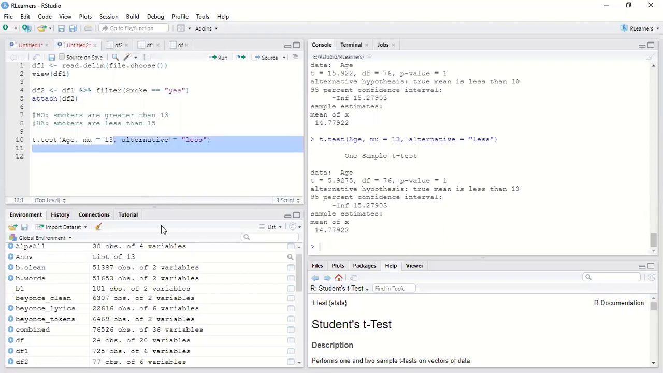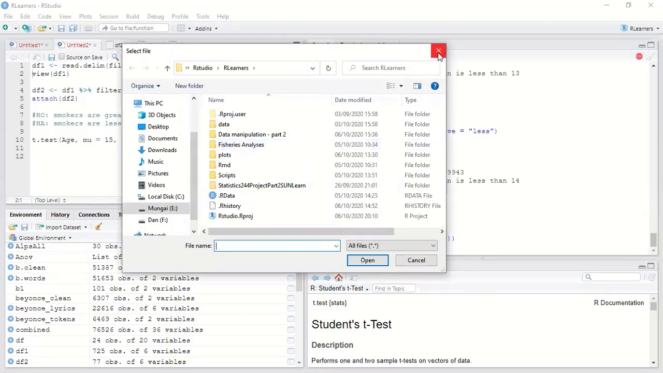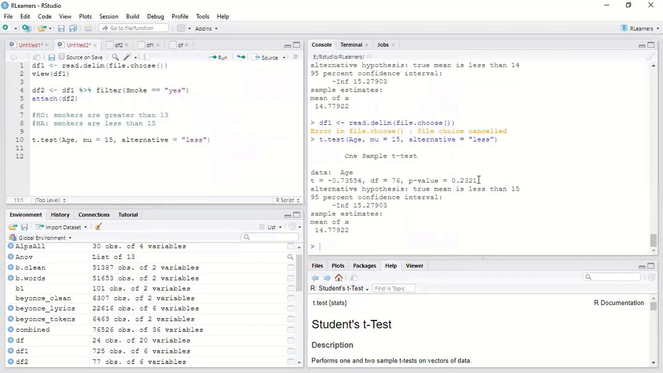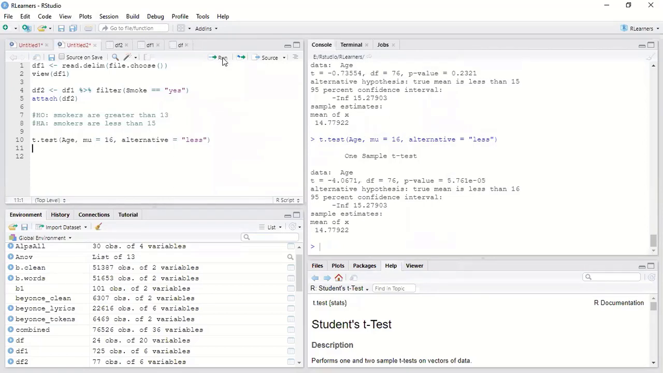Is it greater than 14? Let's see. Yes, it is greater than 14. Is it greater than 15? Let's see. Oh, sorry, this is not supposed to be there. Yes, it has to be greater than 15. Greater than 16? No. So the mean age has to be 15 point something.